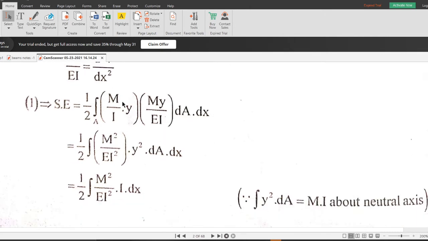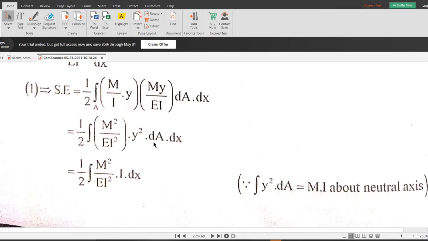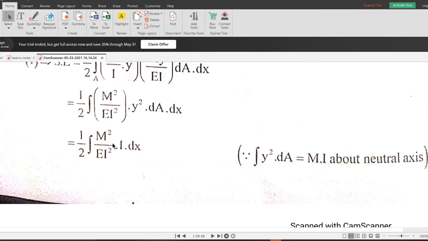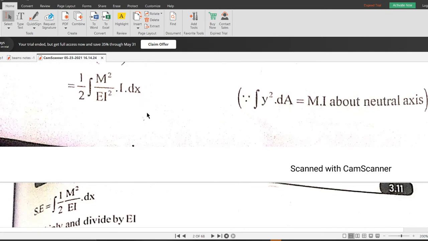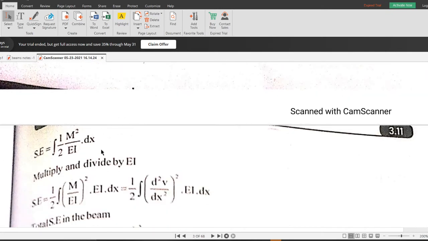So therefore, M into M becomes M square, EI into I becomes EI square, y into y becomes y square, into dA. Therefore, we can call y square dA as I according to the parallel axis theorem. So that is what we substituted here: y square dA as I, into half of M square by EI square into dx. Next, I gets cancelled.